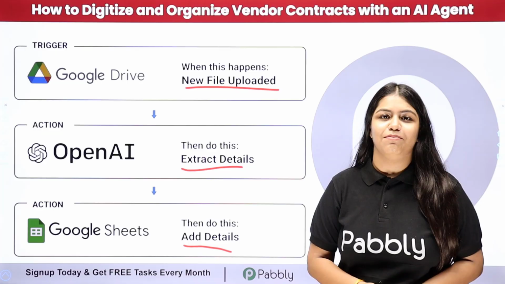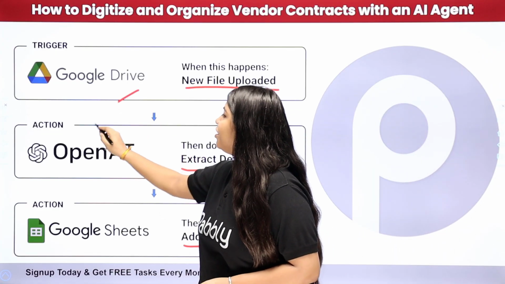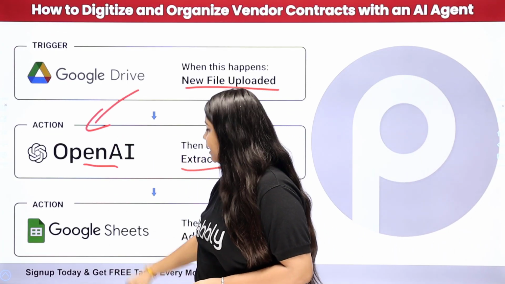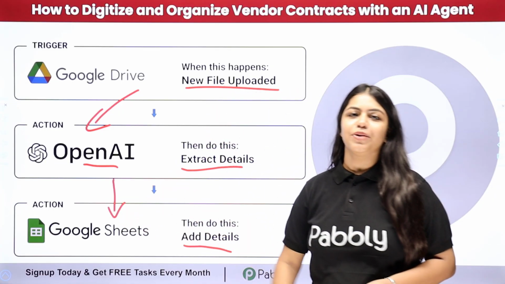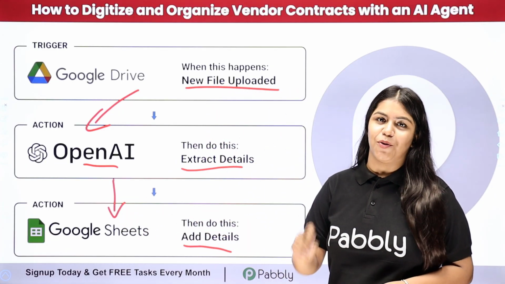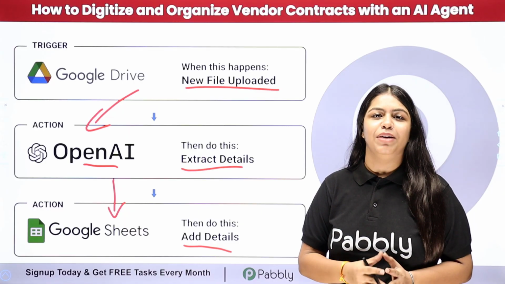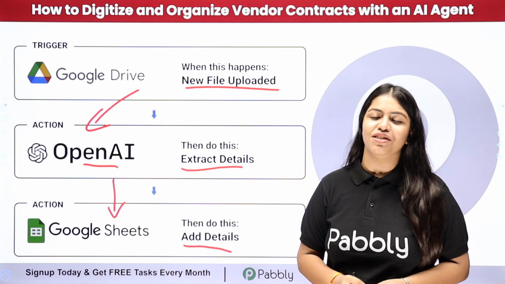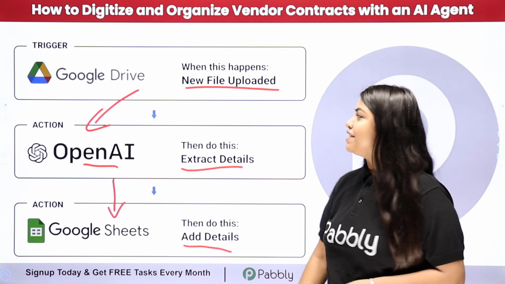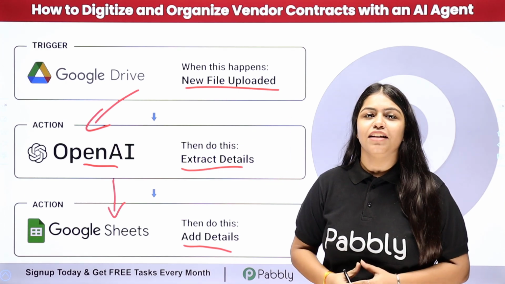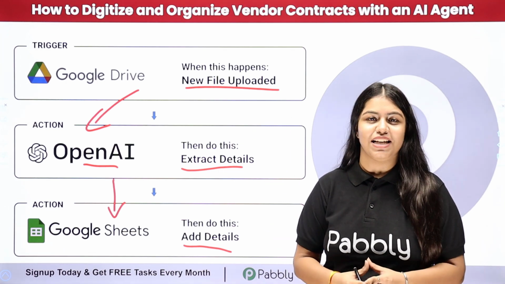So to do this, we are simply going to create a connection between Google Drive, my AI agent, which is OpenAI, and Google Sheets. And to create this connection without knowing any programming or coding language, we are going to use Pabbly Connect. It is an amazing automation software. So if you also want to know this amazing process step by step, then for that you have to come with me towards my screen.